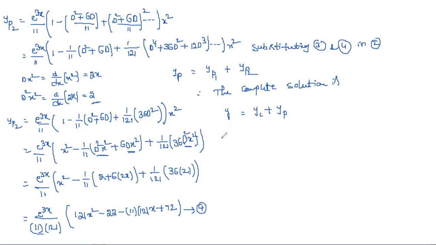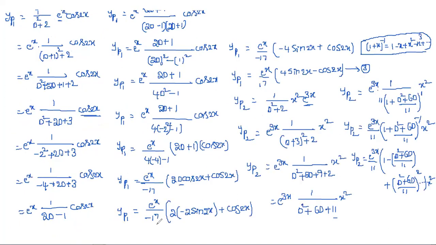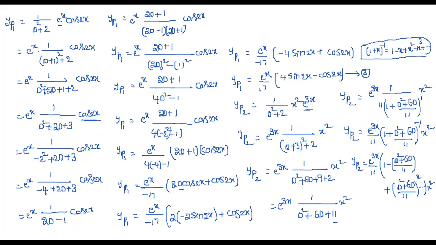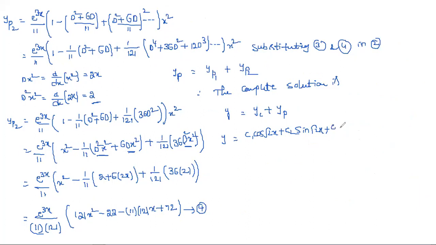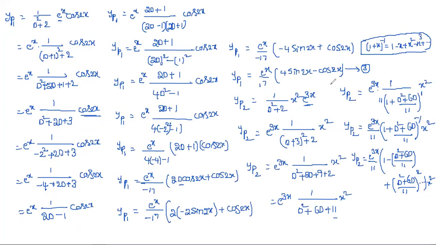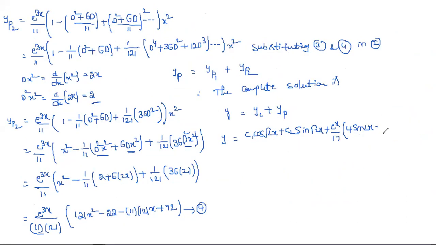So what we got, that one finally we need to write. Y is equal to what we got. Yc is nothing but c1 cos root 2x plus c2 sine root 2x. This is yc we got, and yp is nothing but yp1 plus yp2. So yp1 is e power x by 17 into 4 sine 2x minus cos 2x.